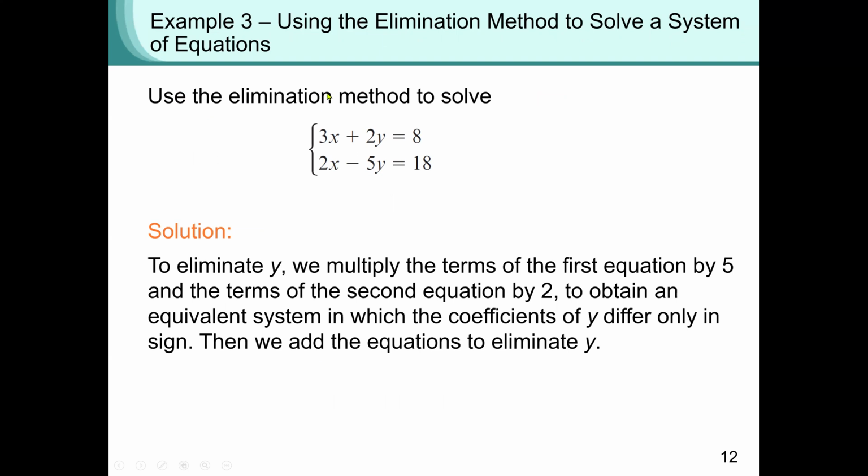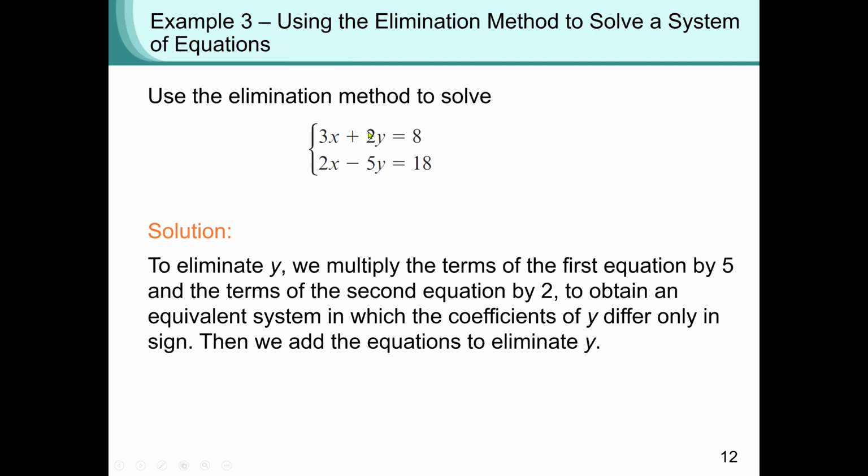Here, for example, they say use the elimination method to solve 3x plus 2y equals 8 and 2x minus 5y equals 18. Here they say we should use the elimination method. If I want to eliminate x, I'm going to multiply the first equation by -2. Then I'll multiply the second equation by +3, which means -2 times 3x will be -6x, and +3 times 2x will be +6x. So +6x and -6x will cancel when I combine the two equations. Then we can solve for y.